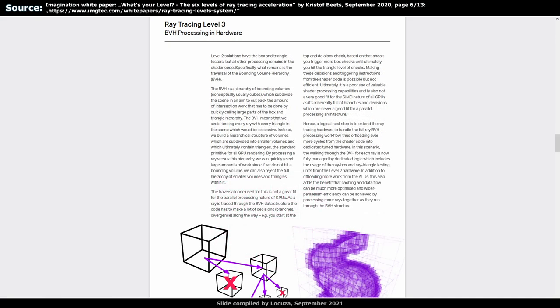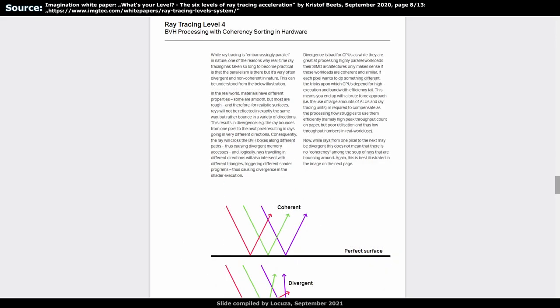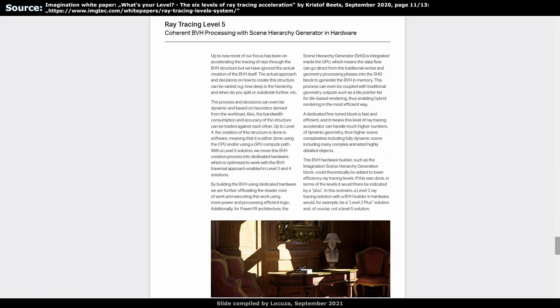Level 3 is about offloading the traversal through the bounding volume hierarchy, which Intel's ray tracing units are capable of. Based on the white paper, Intel is using a level 3 solution. For level 4, coherency sorting in hardware gets included, where the task is to find rays, which follow a similar path, and to schedule those as a bundle, instead of suffering a highly divergent execution flow with bad cache hit rates and wasteful memory access. It's described as a must-have feature to enable ray tracing on smartphone devices. The last level adds dedicated hardware, which dynamically creates and adjusts the bounding volume hierarchy for the scene.